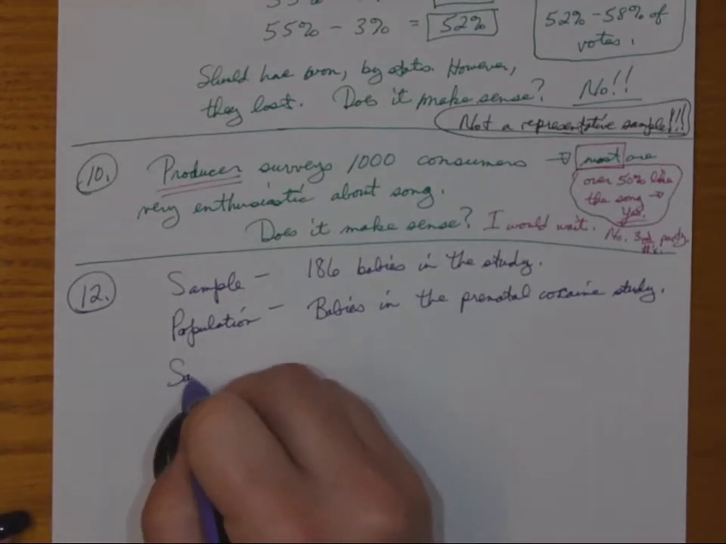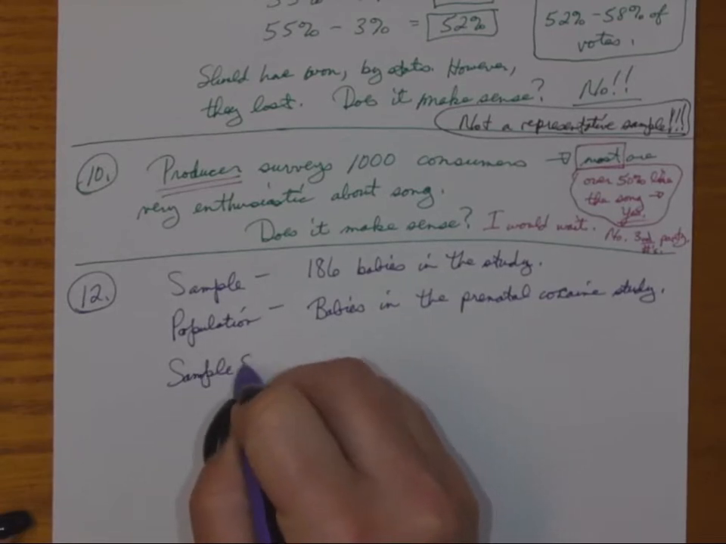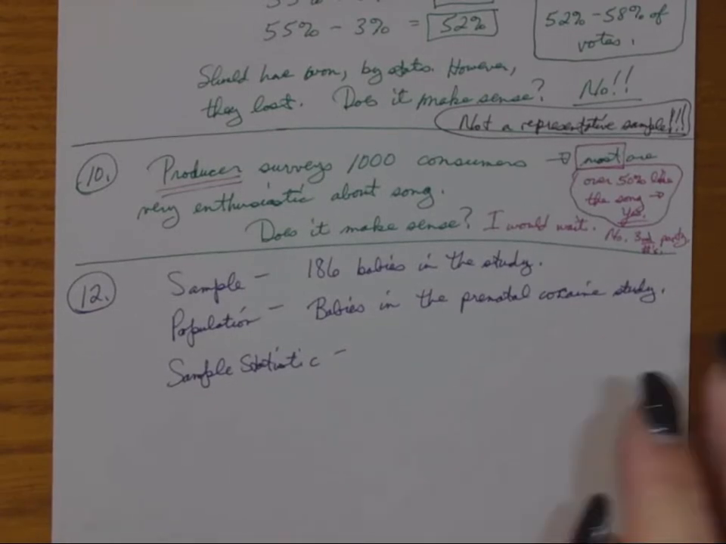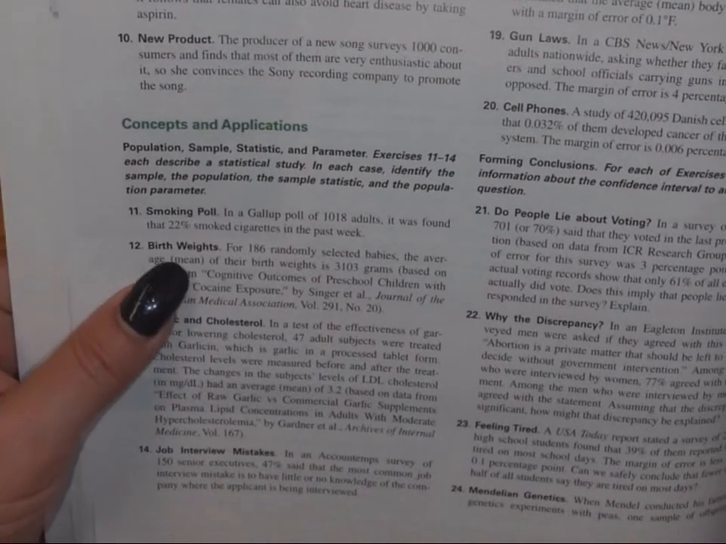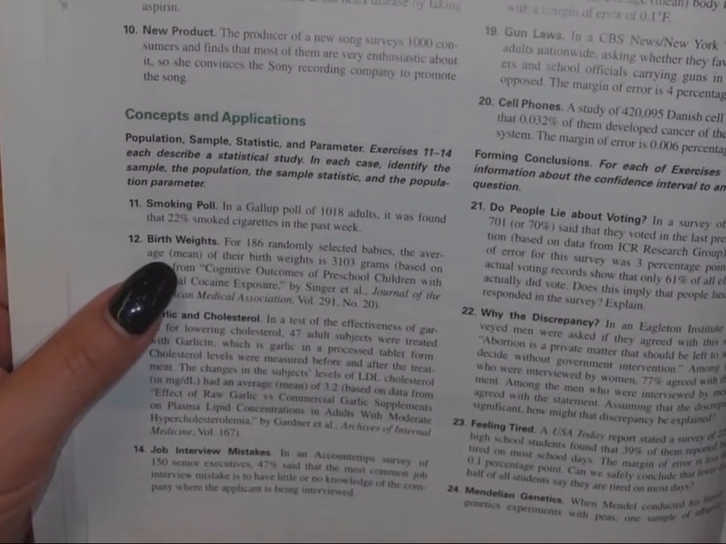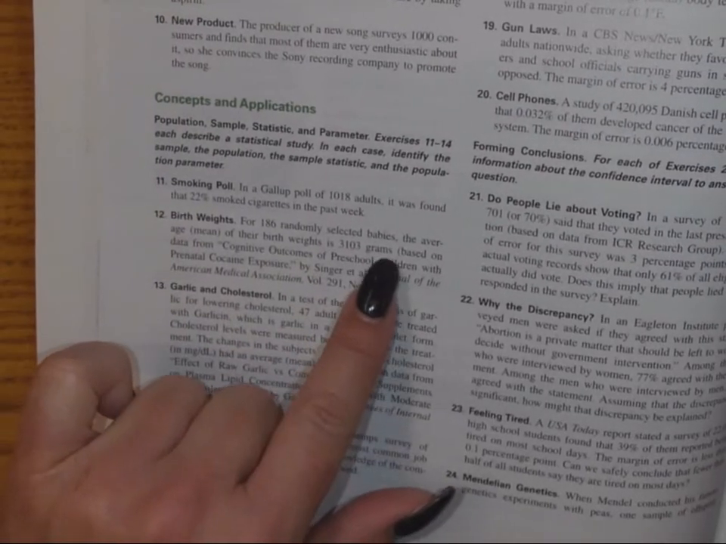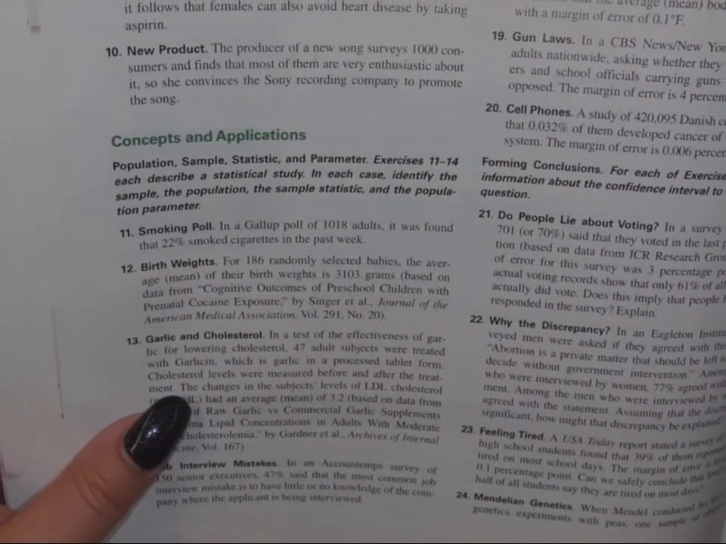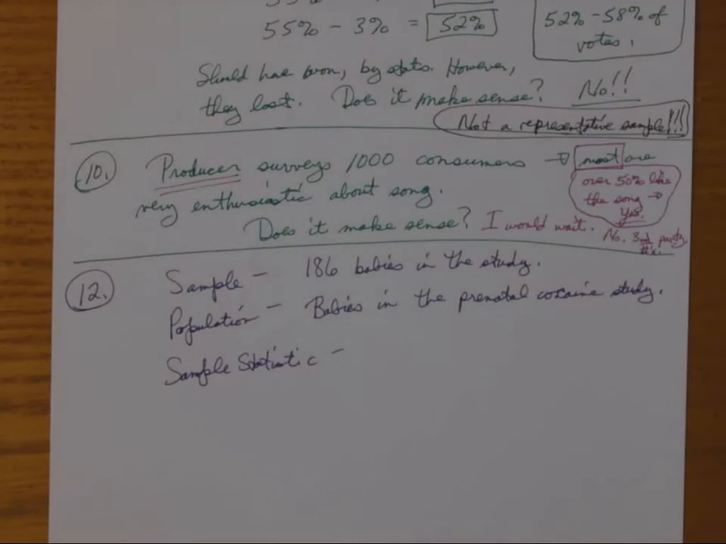Okay, now the sample statistic. Well, what piece of data is in there? Okay, let me pull that back up. Number 12. Baby weights, right? The average baby weight in this group of 186 kids was 3,103 grams. Okay. So that's the sample statistic, right? So think of it this way. All that raw data would be the 186 babies and all of their birth weights. Okay, that's what we're talking about.